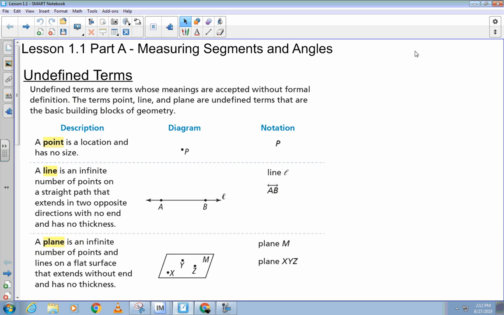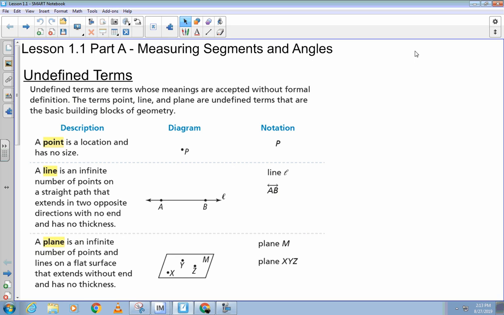All right. So we want to first of all talk about undefined terms. Undefined terms are terms whose meanings are accepted without formal definition. These terms are the point, the line, and the plane. They are undefined terms that are the basic building blocks of geometry. Okay? So let's talk about the point first.